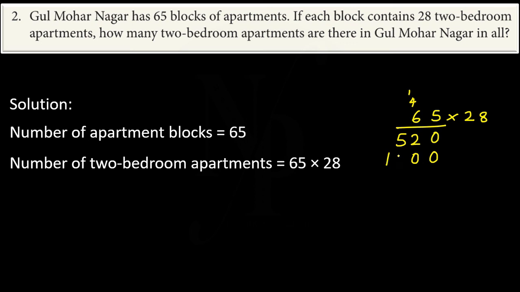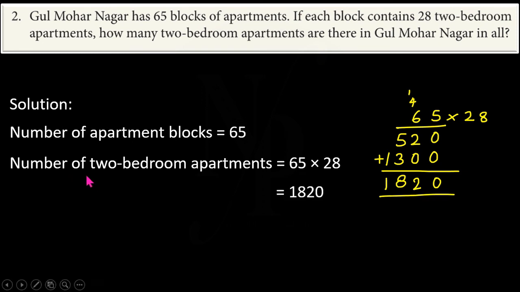Let's add these numbers now. 0. 2 plus 0 is 2. 5 plus 3 is 8. Here 1. So 1820. Therefore, the number of two-bedroom apartments in Gulmohar Nagar is 1820.